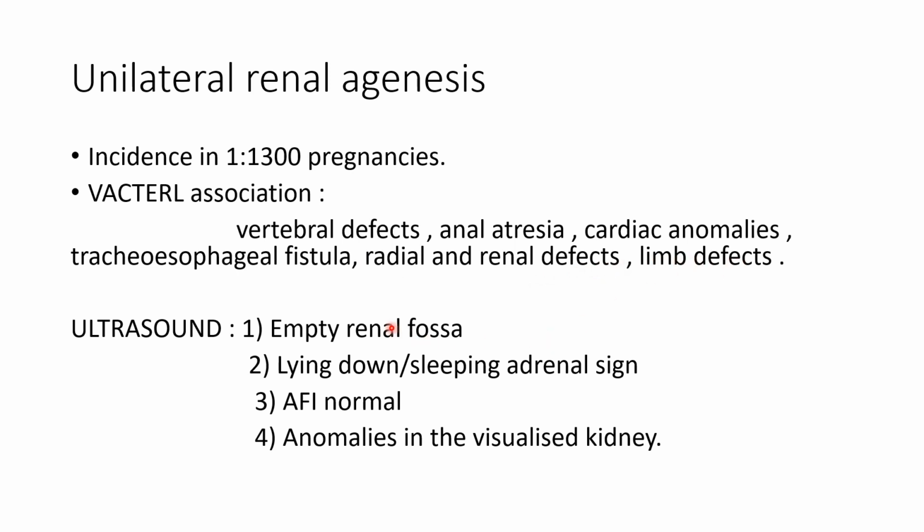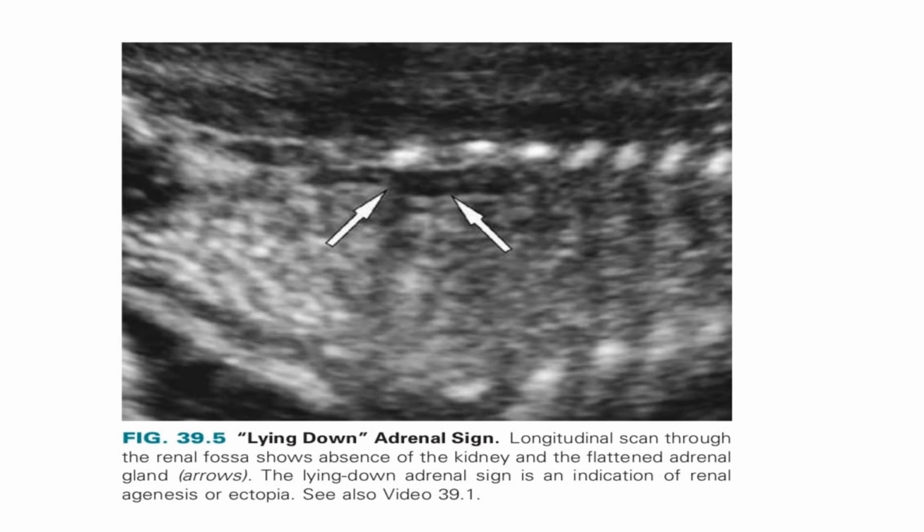On ultrasound, there will be an empty renal fossa on the affected side, and there is the lying down or sleeping adrenal sign, and AFI will be normal because the contralateral kidney will be normal. We should look for anomalies in the visualized contralateral kidney. This is the lying down adrenal sign, where there is an empty renal fossa with a longitudinally lying adrenal gland beside the fetal spine. It's called lying down adrenal sign or sleeping adrenal sign.